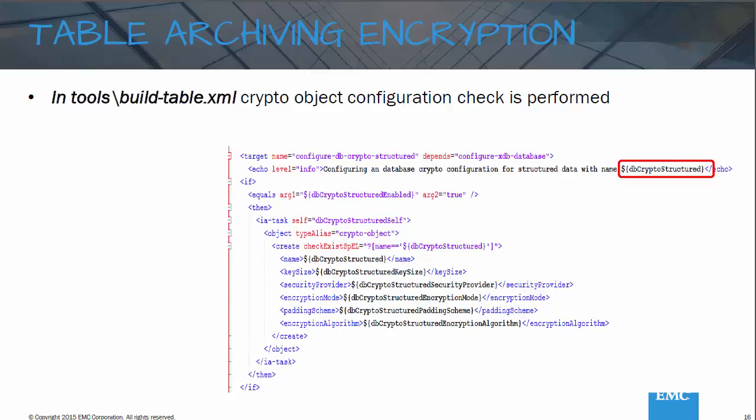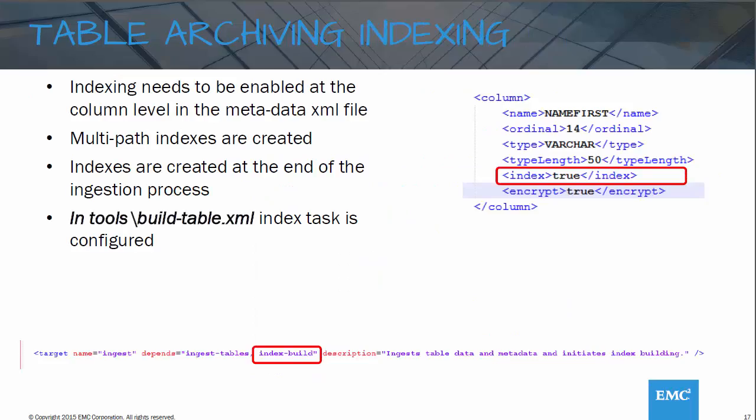The build table.xml file will create the crypto objects for us. This section does not normally need to be altered, but you should know it exists. When you have flagged an element to be indexed, an index task will be triggered and create a multipath index for that field. The index will be created at the end of the ingestion process. This is also described in the build table XML file.